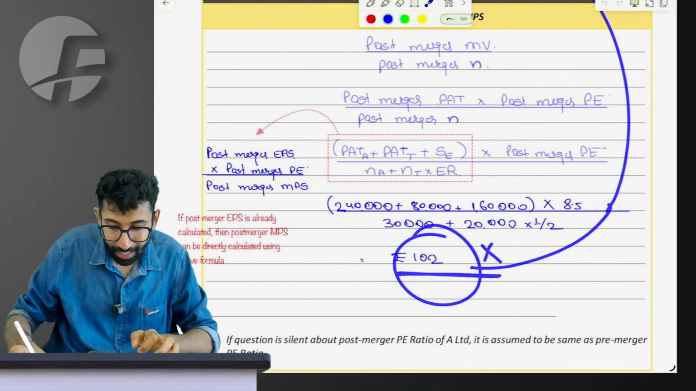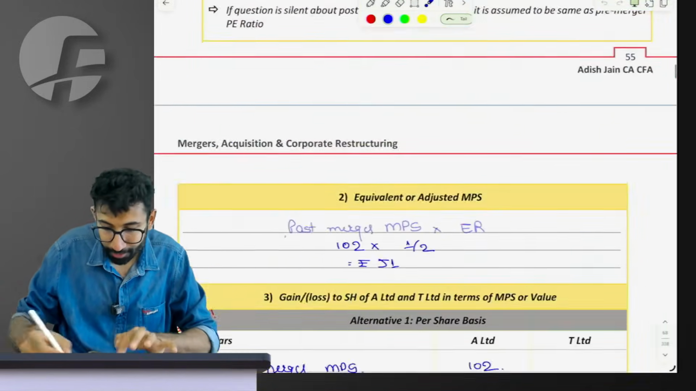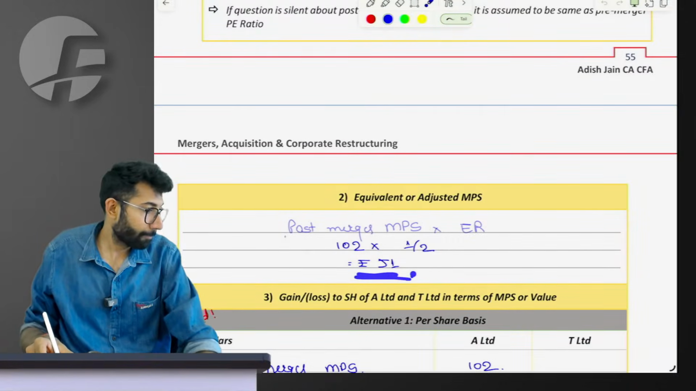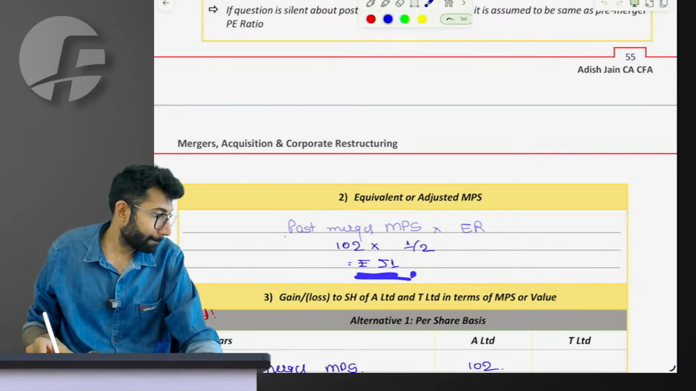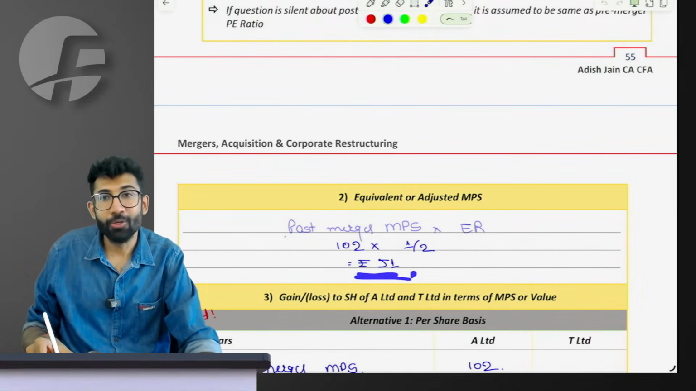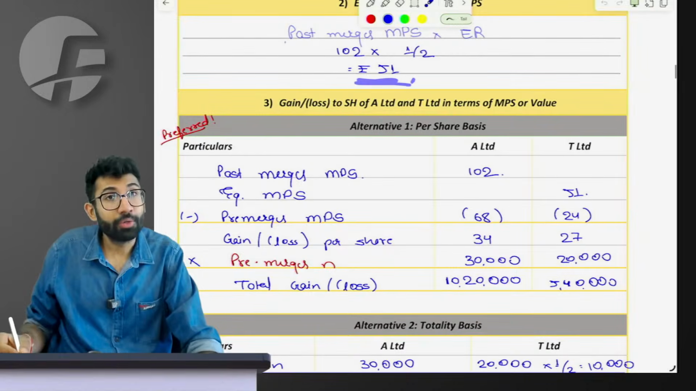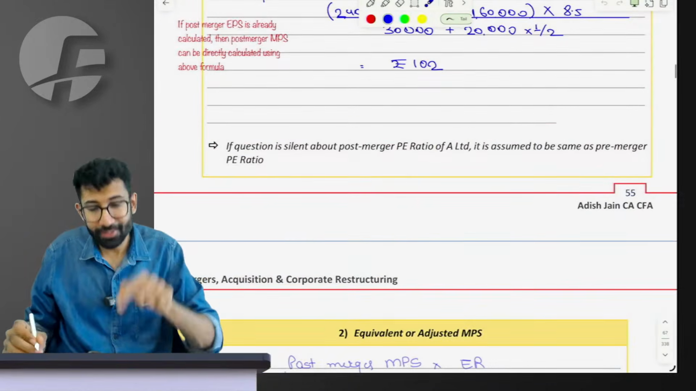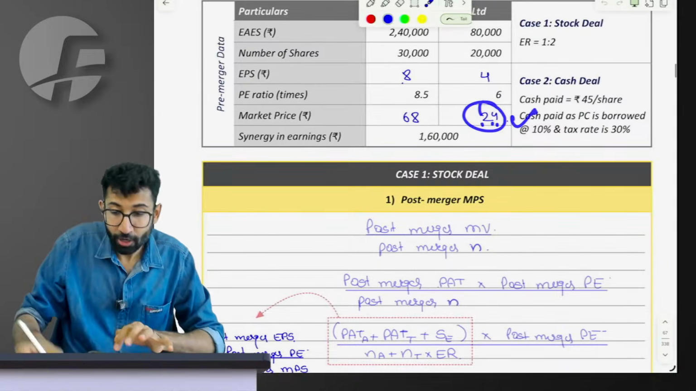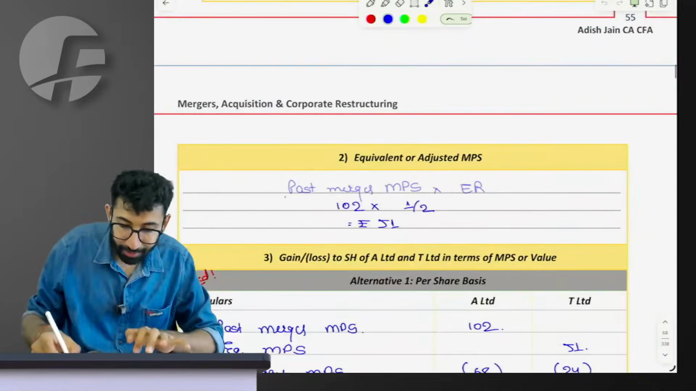So it is half of 102. 51 is the value against that older share. Do you agree? And that is what I want to tell you, that you as a target can say previously on a per share basis we had 24, and on the same share now you have 51.